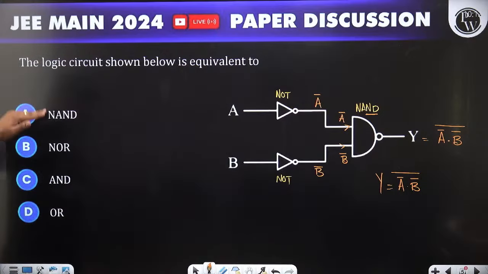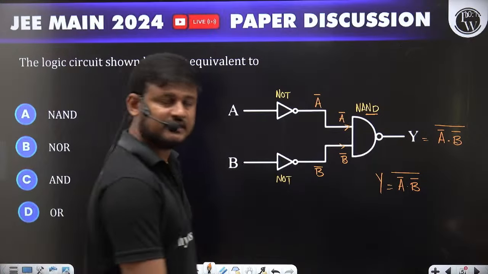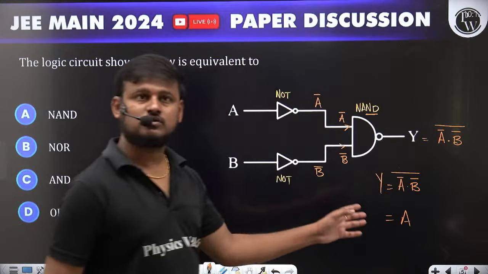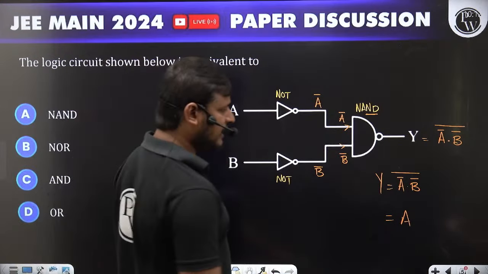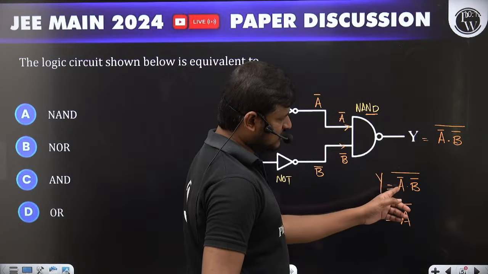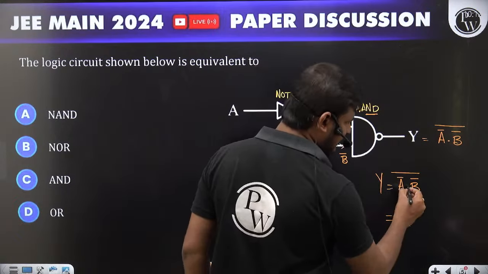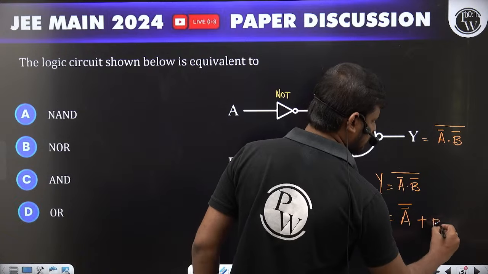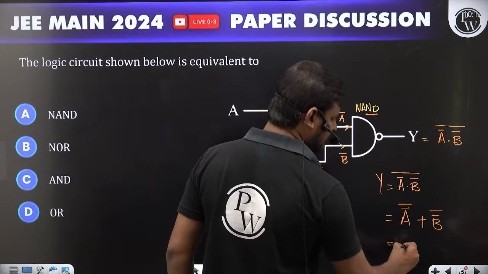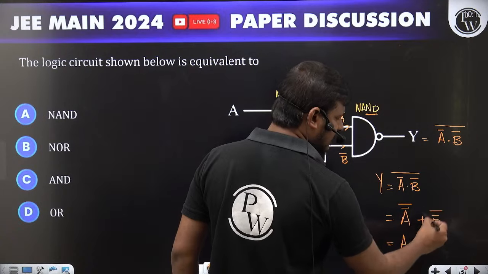But here we have to represent it in terms of gate. So then I can write, so do the Boolean algebra. So A bar whole bar, De Morgan's law I am applying. So A bar whole bar, and here the into becomes plus. So B bar whole bar. So A double bar will become A, and B double bar will become B.